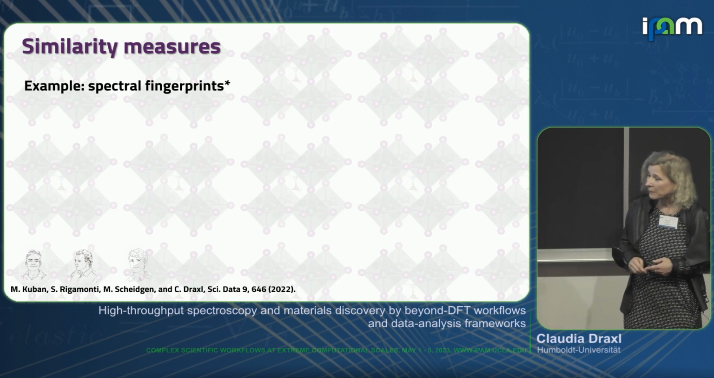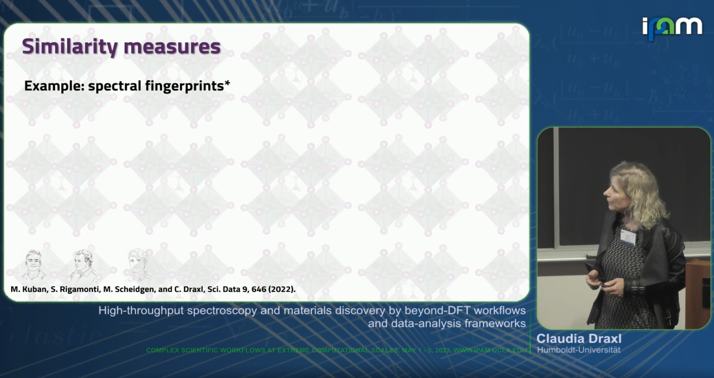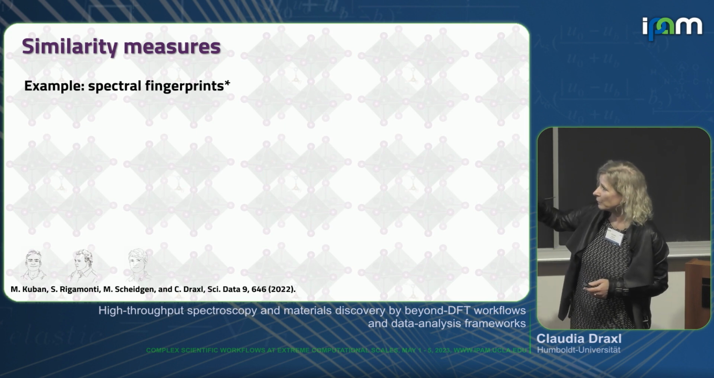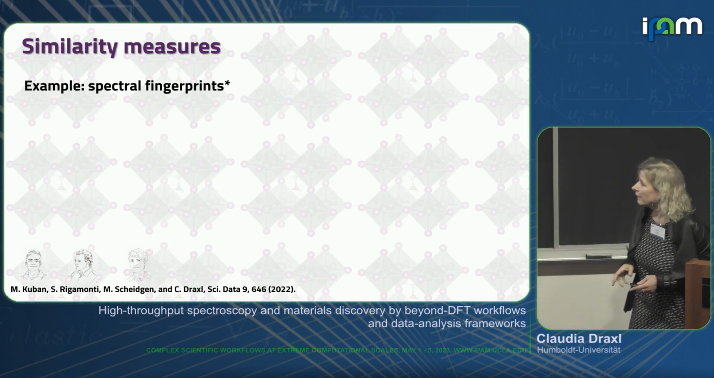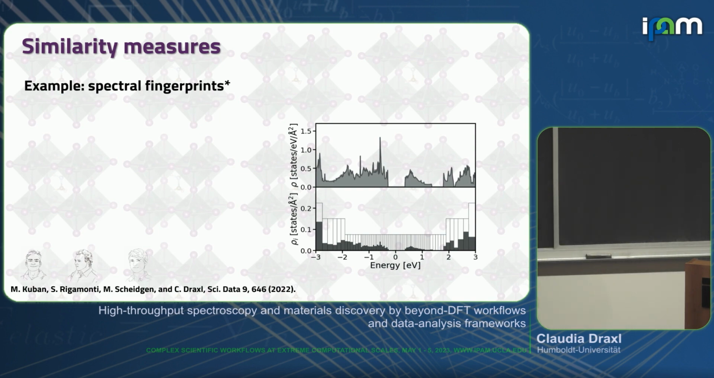And for this, we have introduced similarity measures. I like to exemplify this with a spectral fingerprint here. So what do we do? The example is just the density of states, but you can also do it for optical spectra.